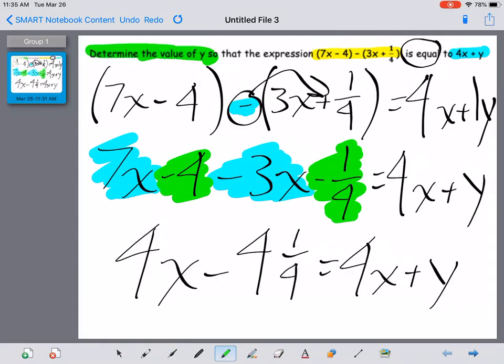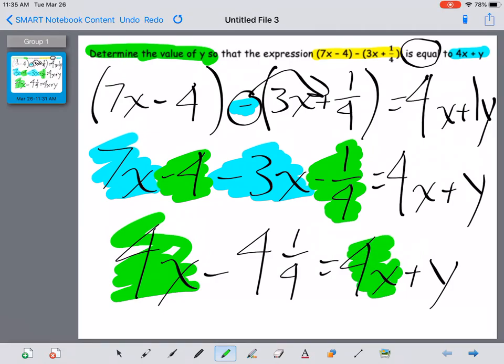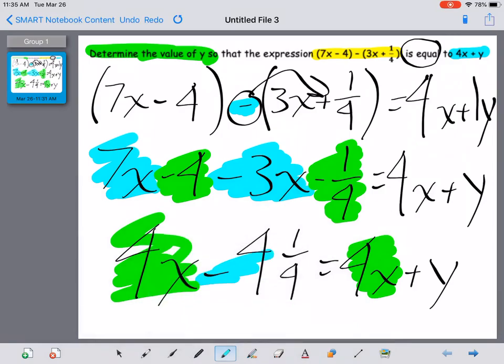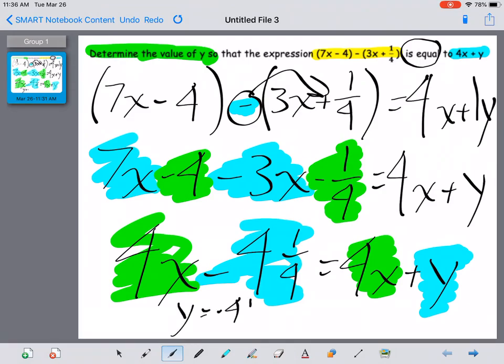Okay, so if you take a look, we know what y has to be, all right, because we already have 4x here, and on the other side it's 4x, okay, and we have negative 4 and 1/4. So in order for it to be equal, this y has to be negative 4 and 1/4. So as an answer, y equals negative 4 and 1/4.